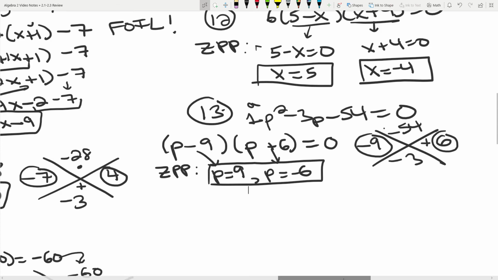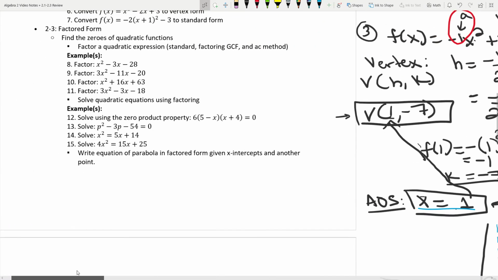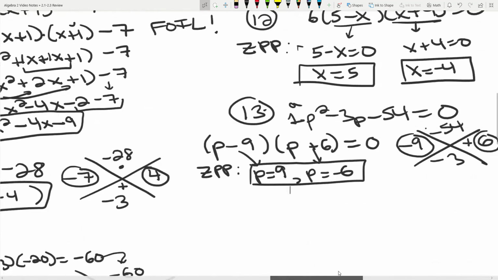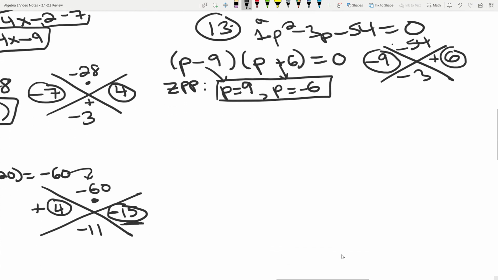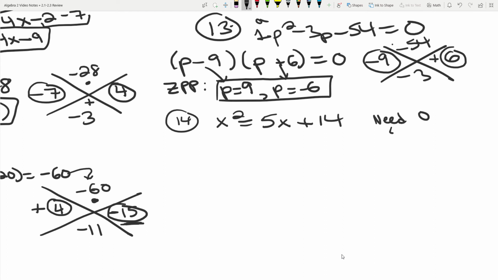All right, pretty straightforward. Now let's look at number 14. X squared equals 5x plus 14. Okay, so now we know this is a quadratic equation because of the x squared. However, it's not equal to 0. We need one side to be 0. So we need 0 on one side to do this. Why do we need 0 on one side? Because we're going to take advantage of the zero product property. You can only use the ZPP when one side is equal to 0. So that's what we need to do.